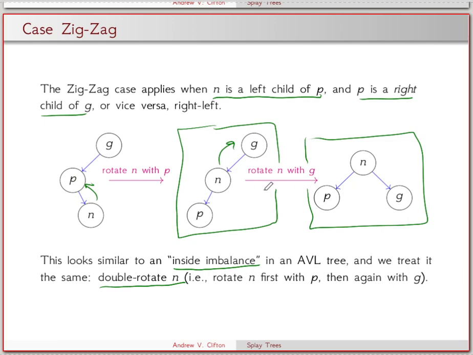So again, notice that n has moved up 2 levels in the tree, but in this case it's a little bit more obvious how the rebalancing works. The tree is flatter when we're done than what we started with.